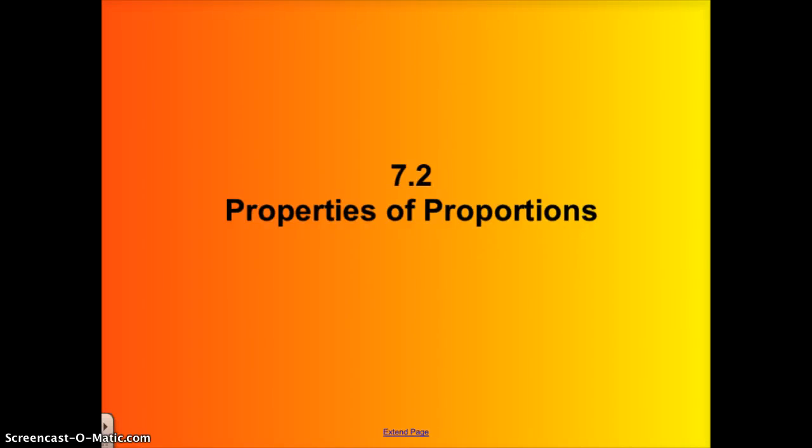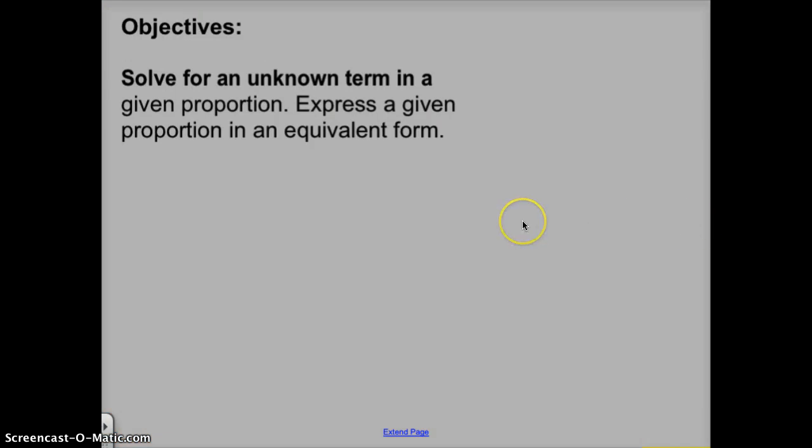In lesson 7.2, we start with properties of proportions. A lot of you know properties of proportions have to do with how two ratios are equivalent. So our job today is to solve for an unknown term or express the proportion in an equivalent form.